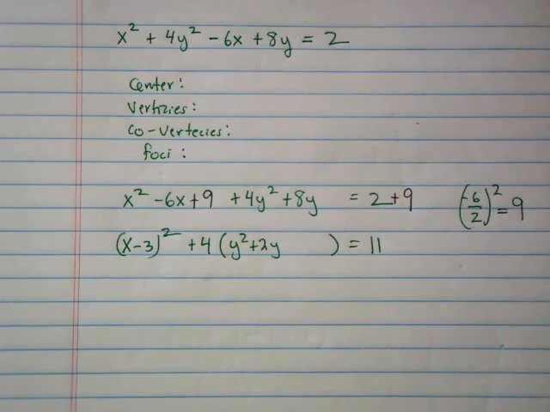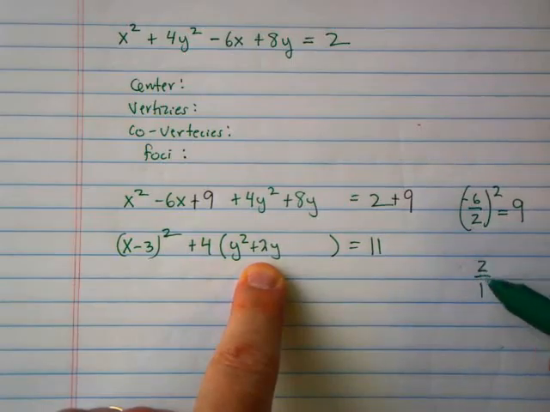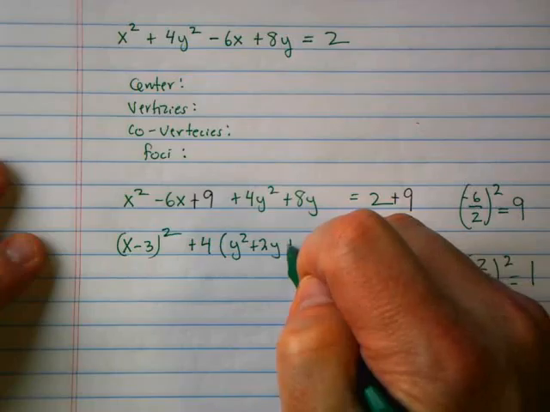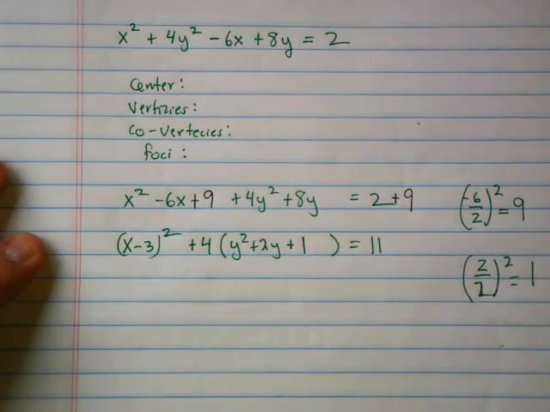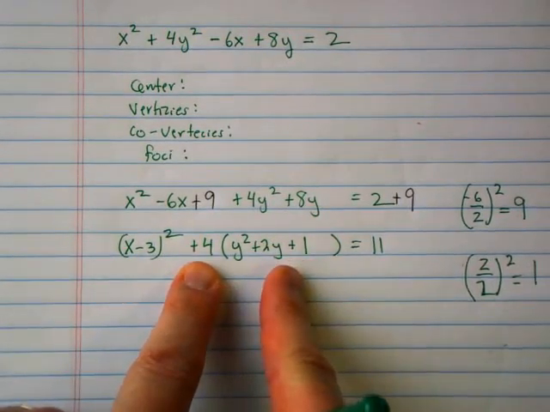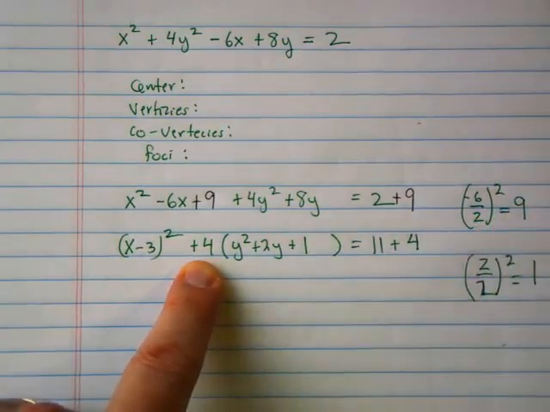Okay, for the y's, what's the magic number? 1. Why is the magic number the number 1? I take this middle number 2, I divide it by 2, always divide by 2, and then square it. 2 divided by 2 is 1, 1 squared is 1. So I put a plus 1 there inside my brackets, but it's actually a plus 4, because since it's inside the brackets, I'm multiplying it by 4. So if I do a 4 on the left, I have to do a 4 on the right.